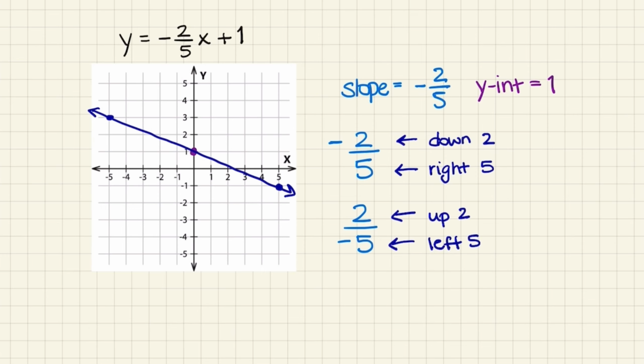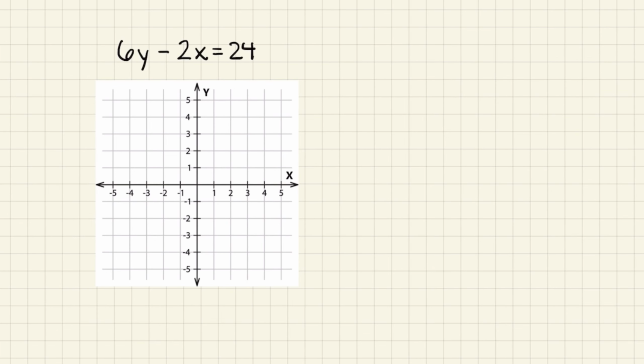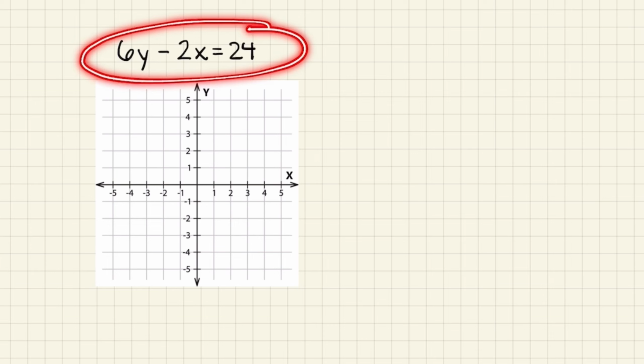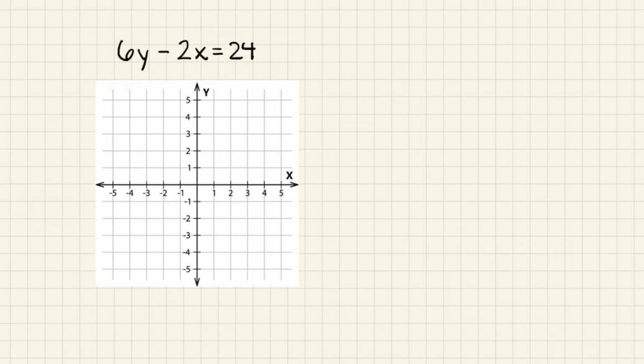Let's look at one more example. So here we're given a linear equation, but it is not in slope-intercept form. The y is not isolated. So in order to graph this, the first thing we're going to do is solve for y. Get this equation in slope-intercept form by getting y by itself.